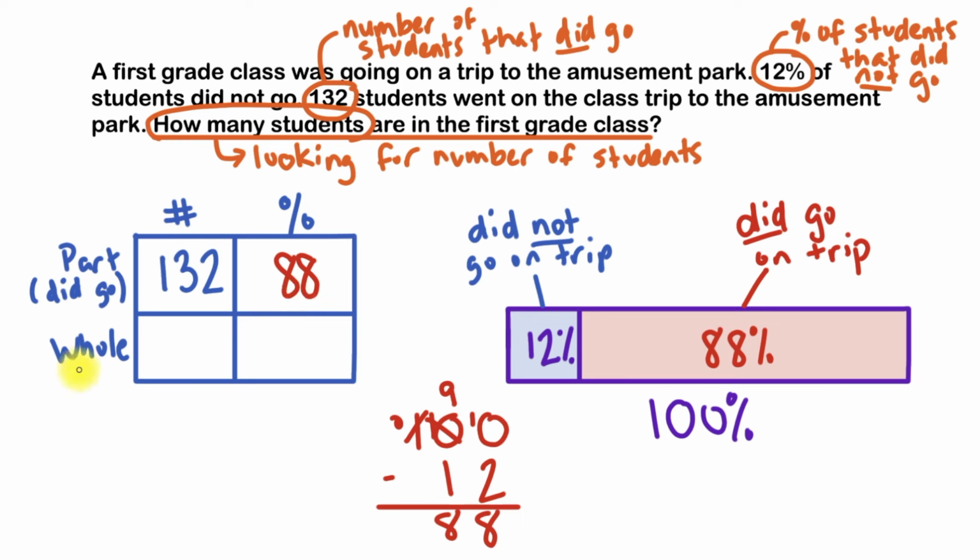Now let's take a look at the bottom row. Now we're talking about the whole. Well, remember, when we're talking about percents, the whole value is always out of 100. So we'll write 100 in this box here. And it's a good idea to be more specific, like we were up here. The part is talking about the kids that did go on the trip. The whole is talking about the total number of kids, or the whole first grade class.